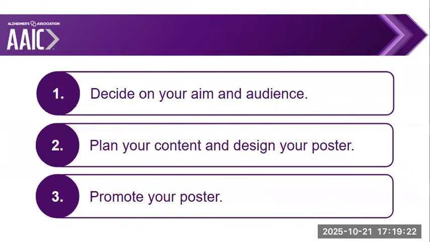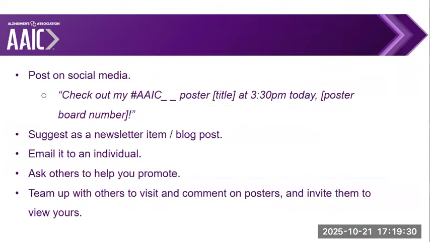And finally, we've come up with our aims and our audience, planned our content, and designed the poster. Now you're ready to promote your poster. So you can post it on social media. You can just say, check out my AAIC poster at this time, or you can go on the virtual platform and see my poster. You could suggest it as a newsletter item or a blog post at your university. You can email it to an individual. You can ask others to help promote. You can team up with others to visit and comment on posters and really invite them to view yours as well. There are a lot of posters at the conference, so you definitely want to help share it out there to make sure yours is able to stand out and you get that audience that you are looking for based on your aim.